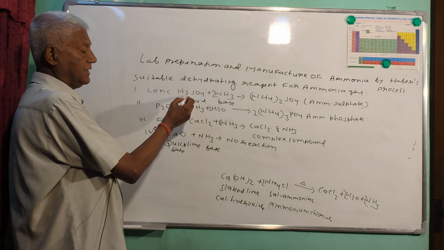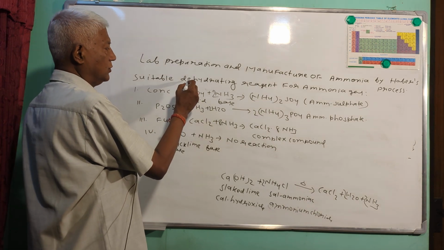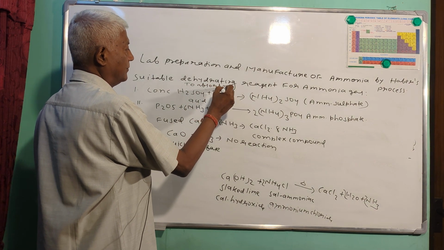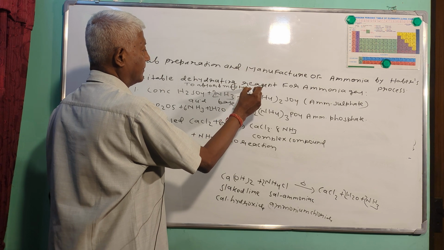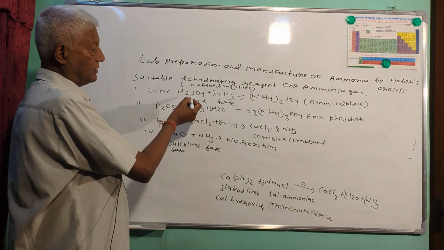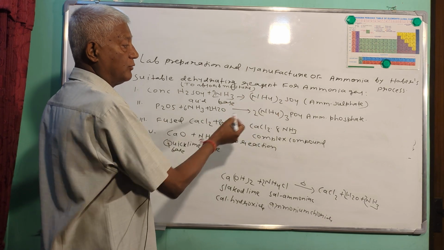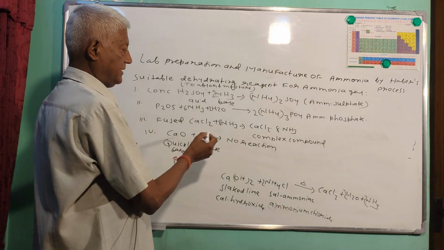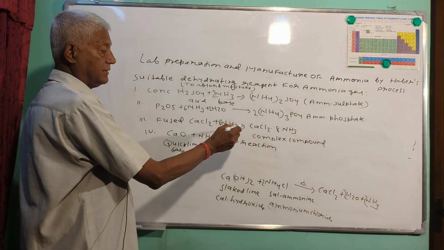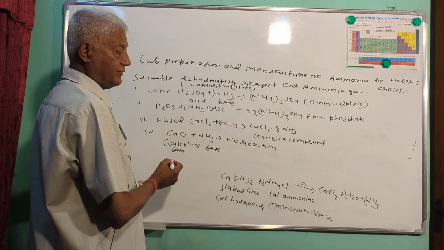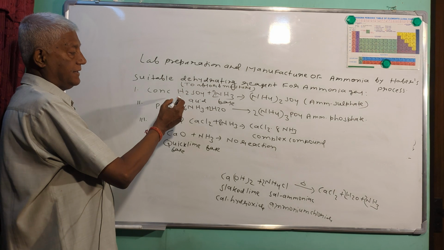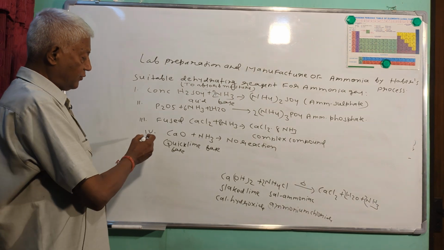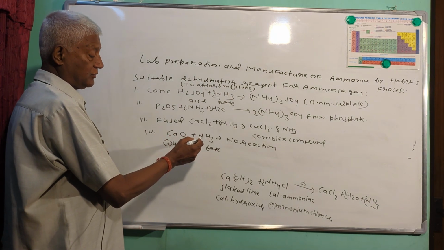So what are we observing over here? When you use conc. sulfuric acid as a dehydrating agent, meaning to absorb moisture, it reacts and we get ammonium sulfate. Likewise, phosphorus pentaoxide gives ammonium phosphate. Fused calcium chloride gives a complex compound, calcium chloride having 8 molecules of ammonia. See, all three dehydrating reagents react with ammonia and give different types of product. But the fourth one is quicklime. When it reacts with ammonia, there is no reaction.